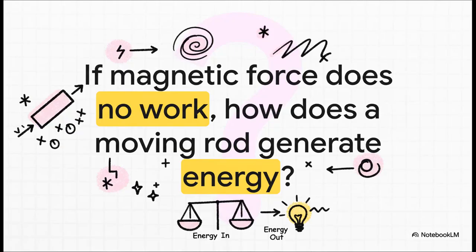A magnetic force, by itself, actually does no work on a single charged particle, because the force is always perpendicular to its motion. So, how is it possible that moving a whole rod full of those particles through a magnetic field does generate usable energy? It's a subtle but really deep question that gets right to the heart of everything we've talked about today. Think about it.